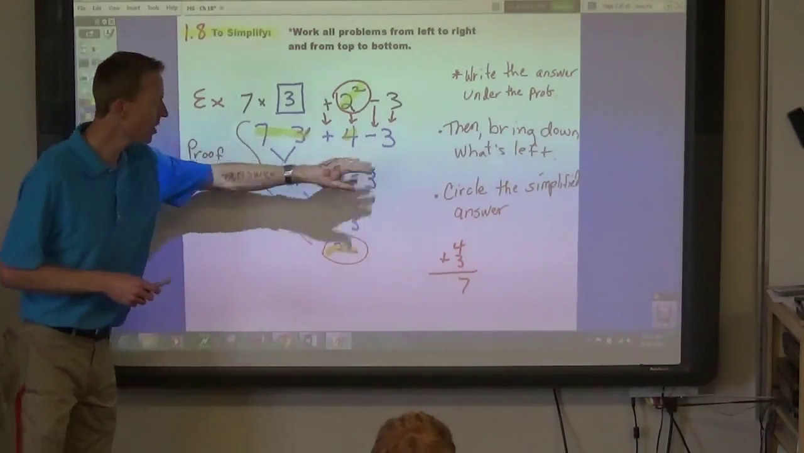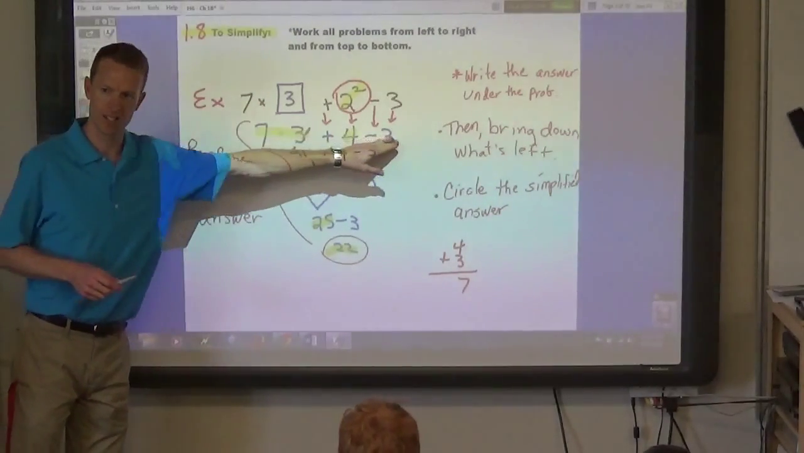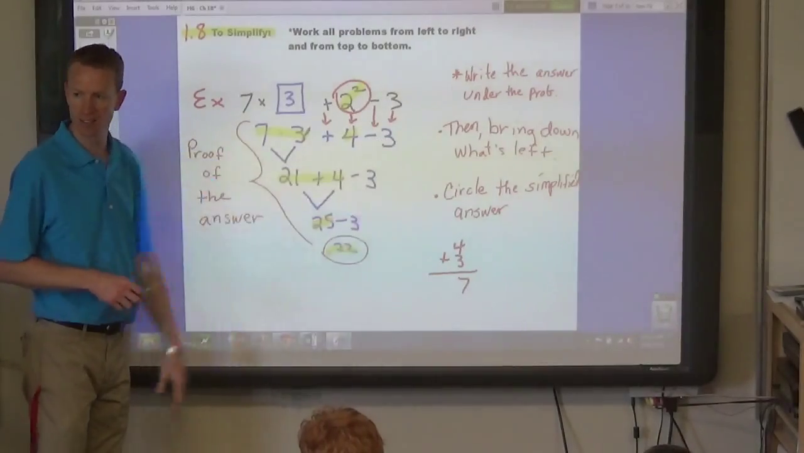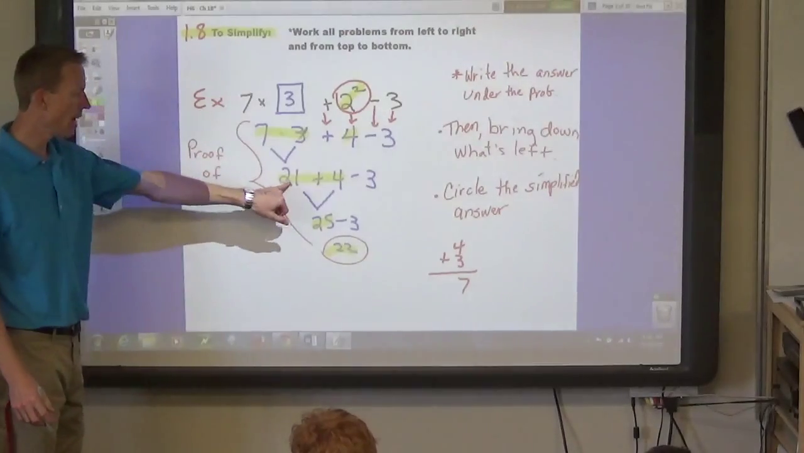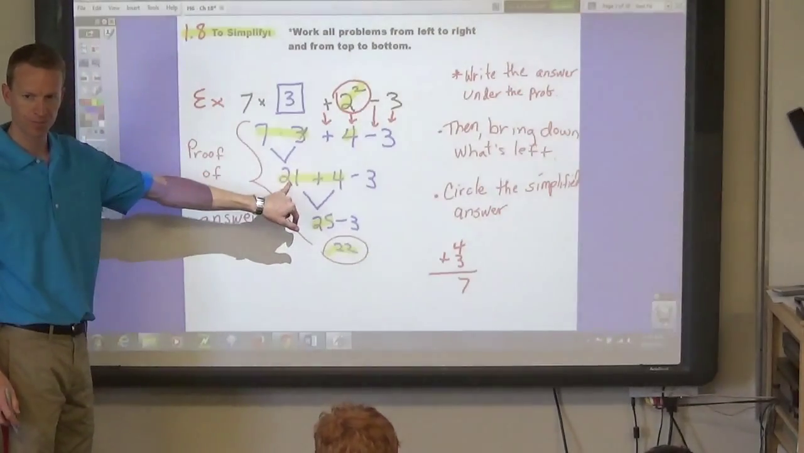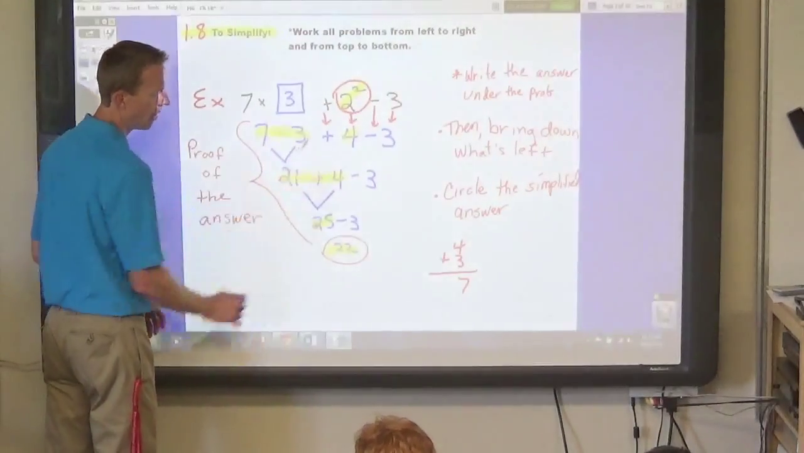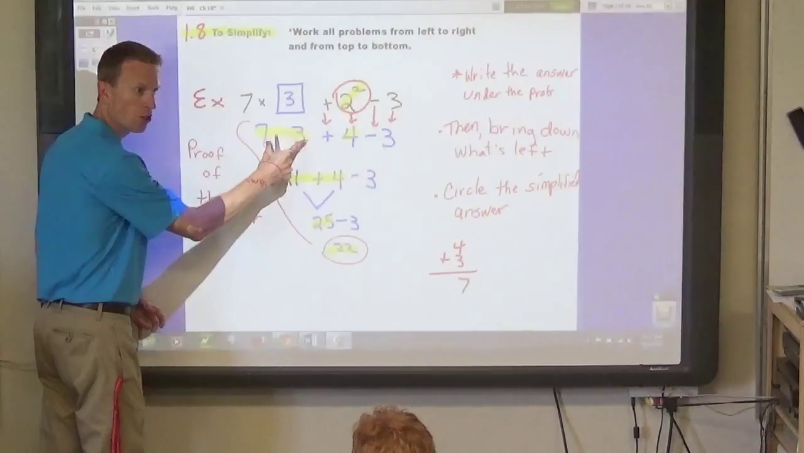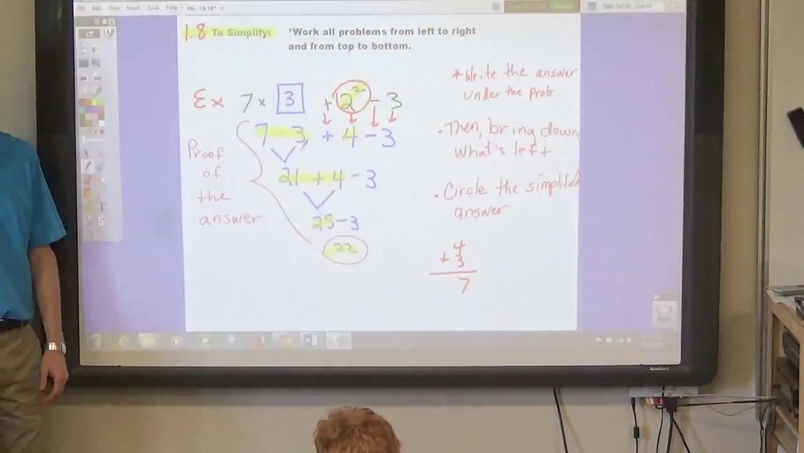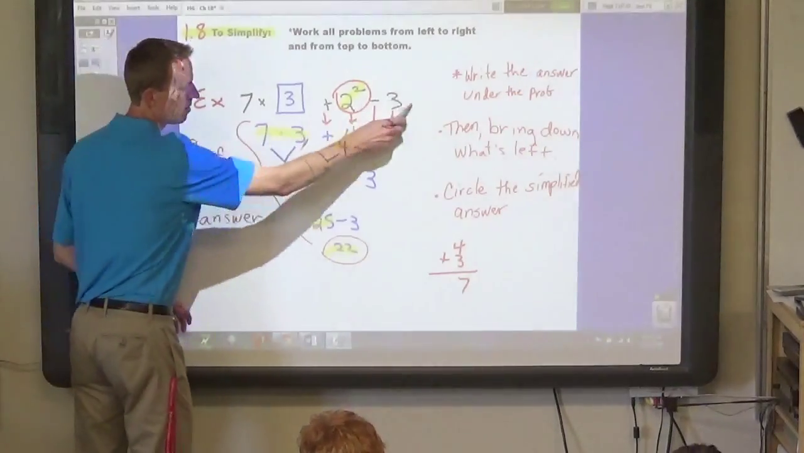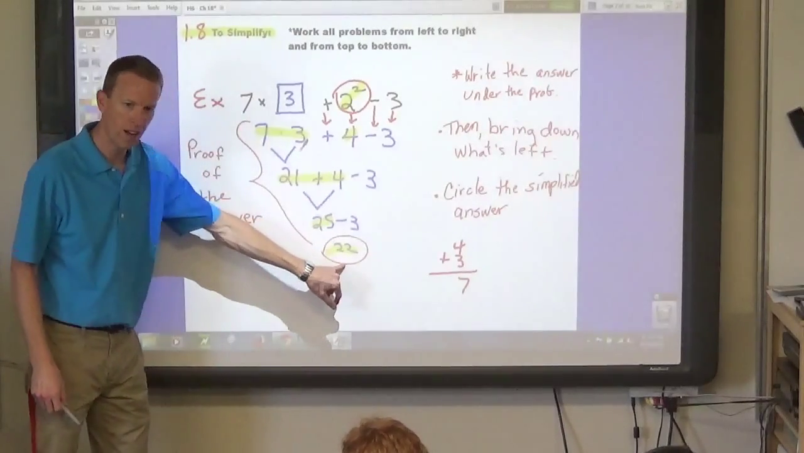Good. Multiplication and division. Is there multiplication and division on this line? Yes, there is. We have to simplify that next. So we have to do 7 times 3 and write the answer underneath it. This is called simplifying because we changed it from 2 numbers to 1 number. That's what simplifying is about. Taking all of these symbols and numbers, this expression, and simplifying it down to one answer.